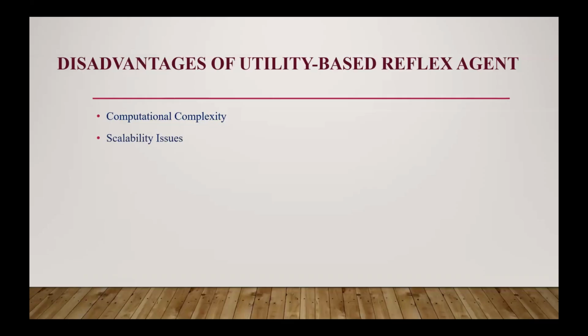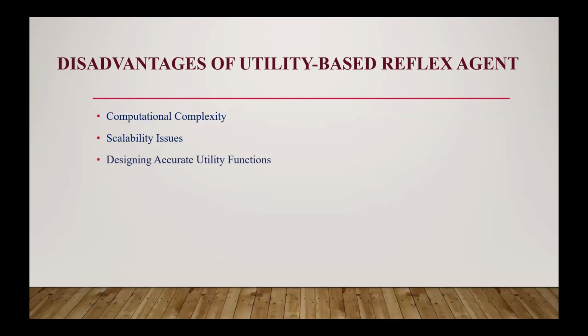Next one is the scalability issues. As the complexity of tasks increases, the utility-based agent can struggle to scale efficiently. The number of possible states and actions can grow, making it difficult for the agent to evaluate all options within a reasonable time frame. This scalability challenge is evident in areas like finance, trading, or large-scale resource management, where the number of variables and potential outcomes can be overwhelming.